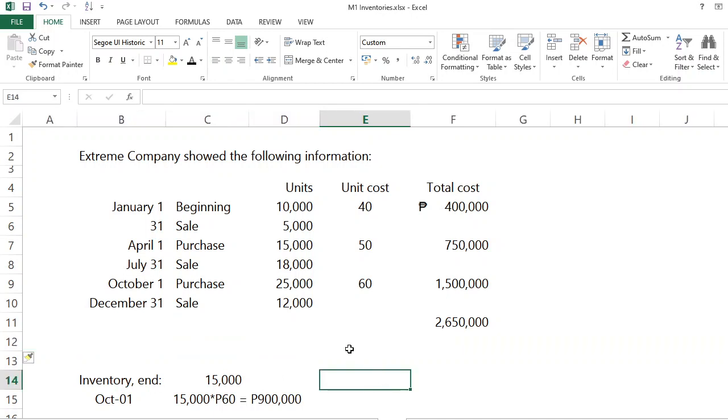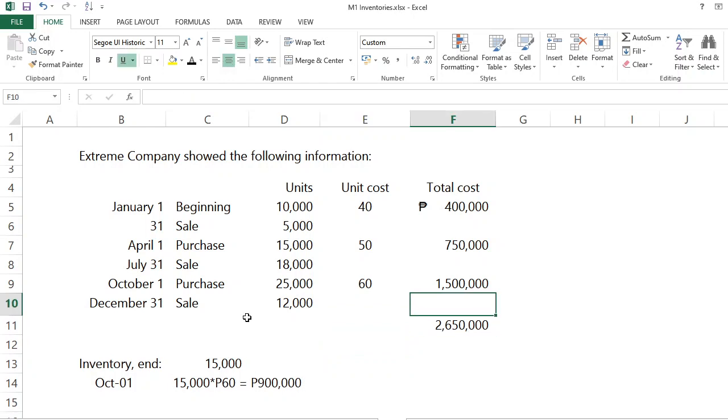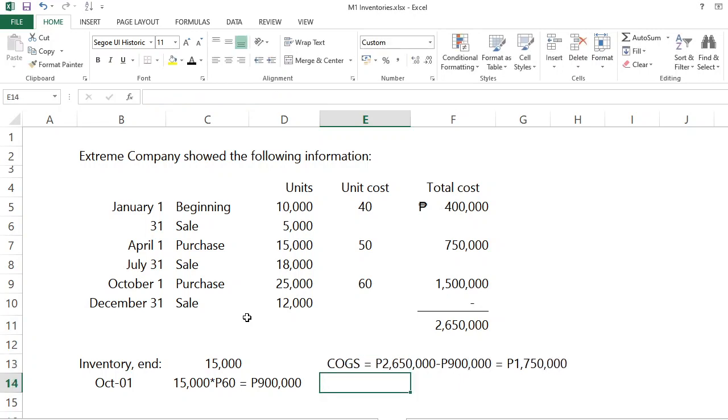So, let's proceed to the cost of goods sold. Mao ni atong total and mao ni ang nabilin. Therefore, your cost of goods sold is simply 2,650 minus your 900,000, and that is 1.75 million. Would you agree? 1.75 million. Gusto nimo manumanuhon?